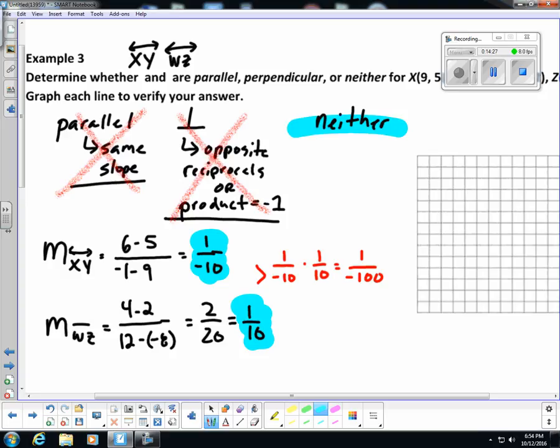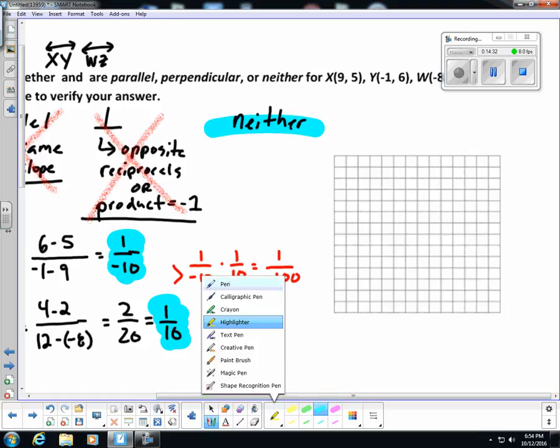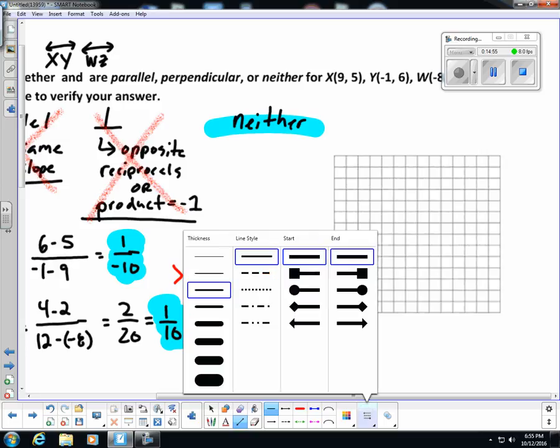Now, it does say to go ahead and graph these to prove it. I'm going to come over to my graph. There's no XY axis on this, so I'm just going to create one. I'm going to use a different color. When you graph, especially on your homework, make sure that you have a straight edge, please.